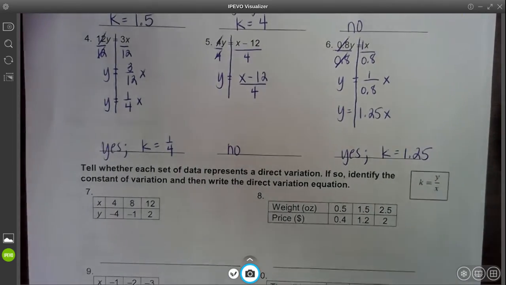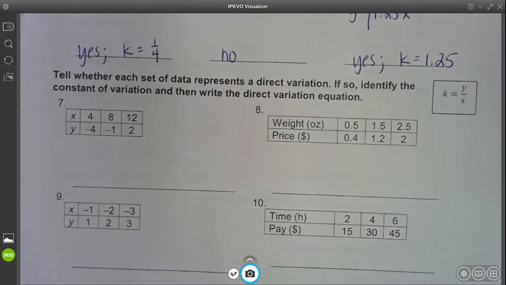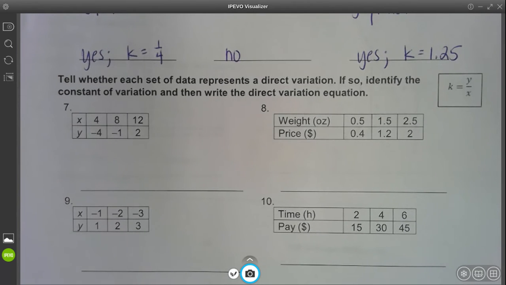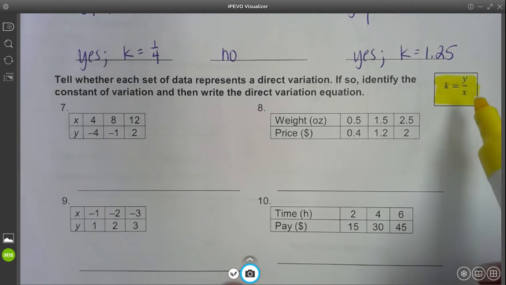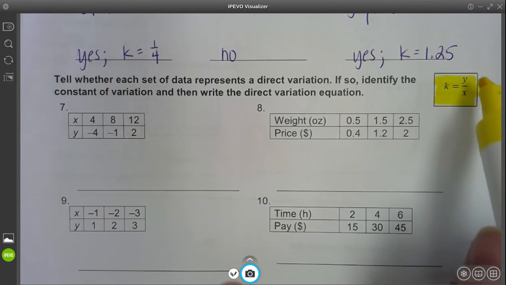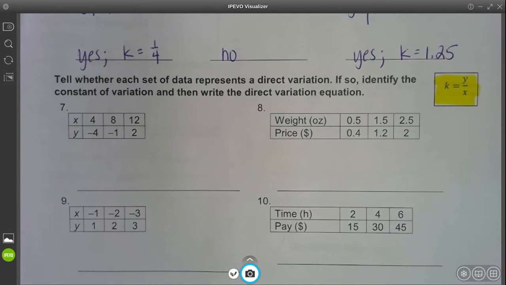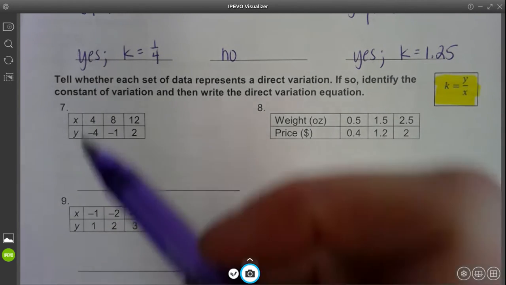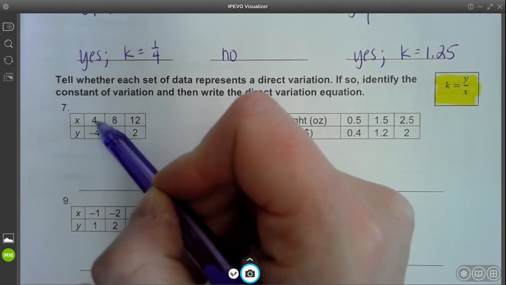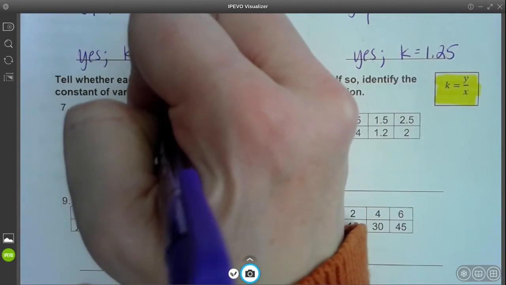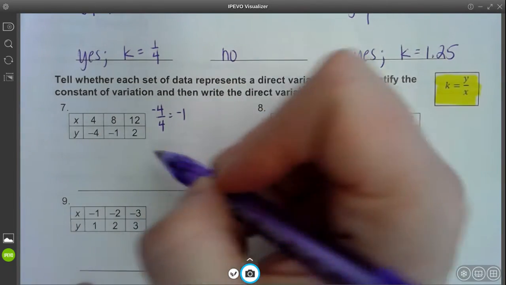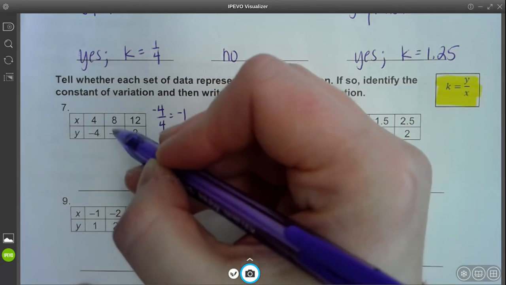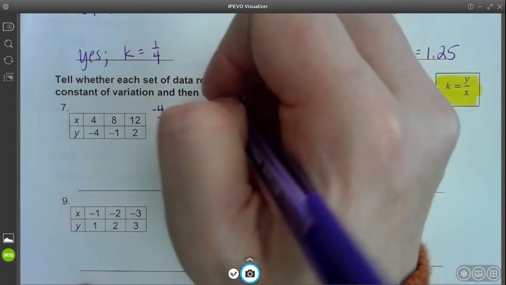Okay, so down here now we're going to take a look at whether we can tell from looking at a table. To do that, my hint is over here on the side. What I have to do is try to find the k value by taking the y value and dividing by the x value for each pair. So here, my first y divided by x is -4/4, and that's -1. The next y divided by x is this ordered pair, so I'm going to take the -1 and divide by 8.